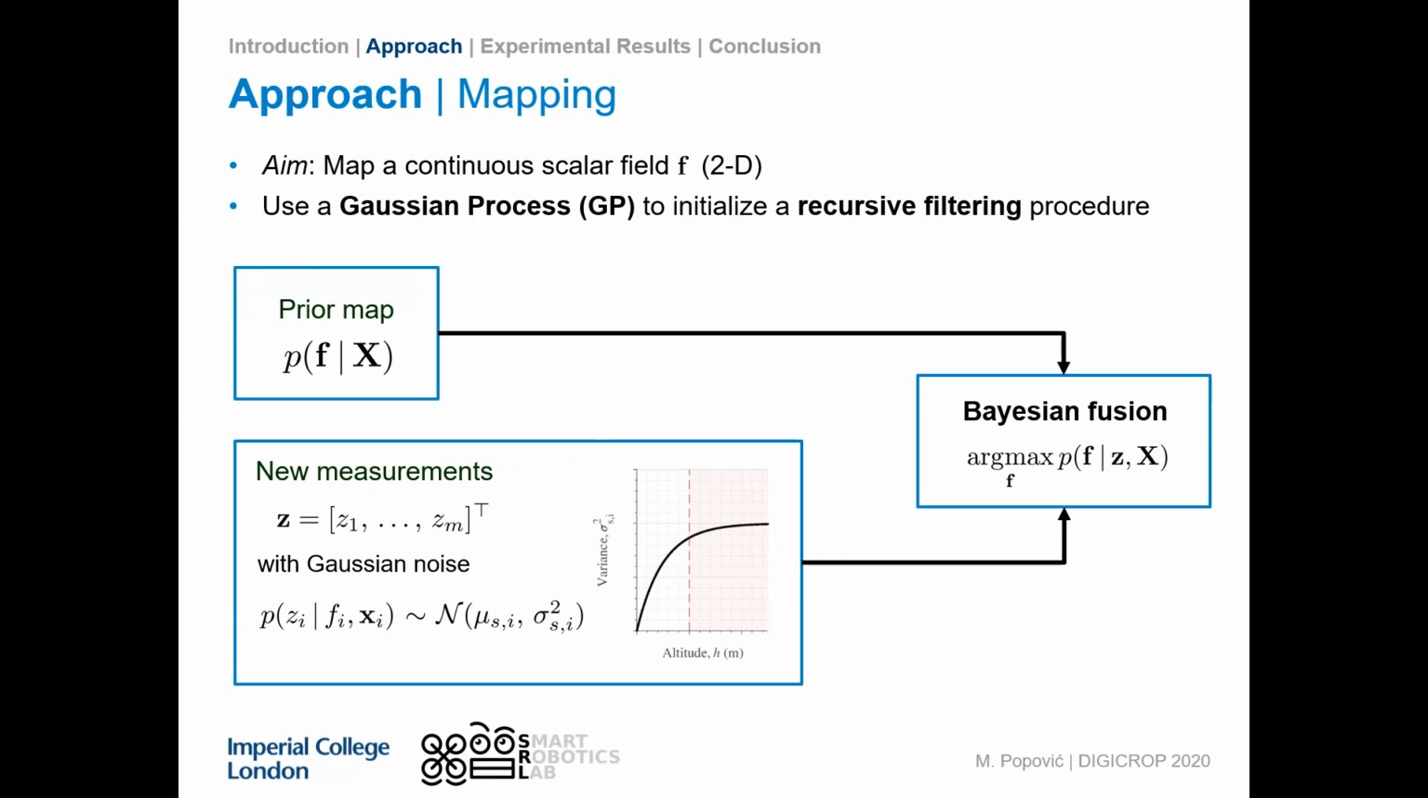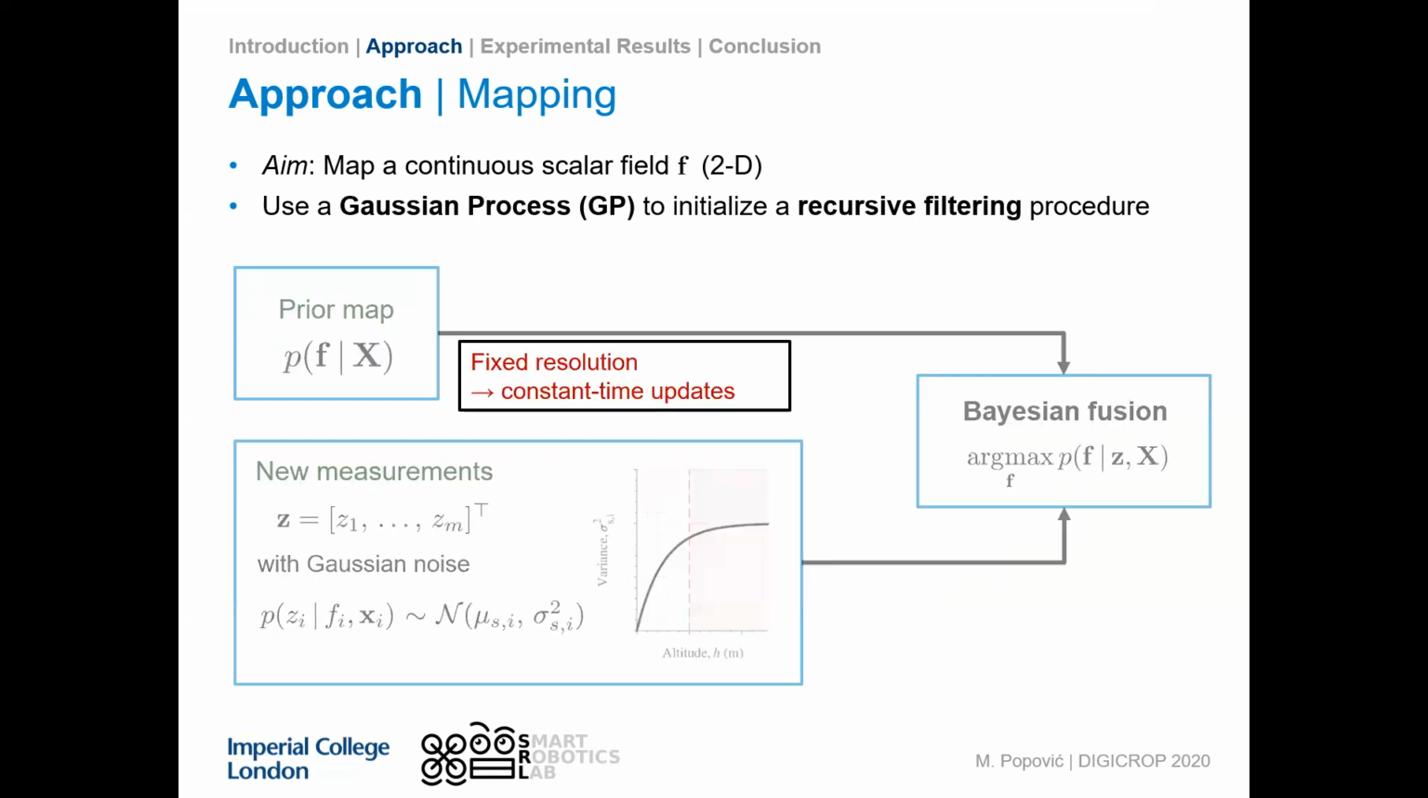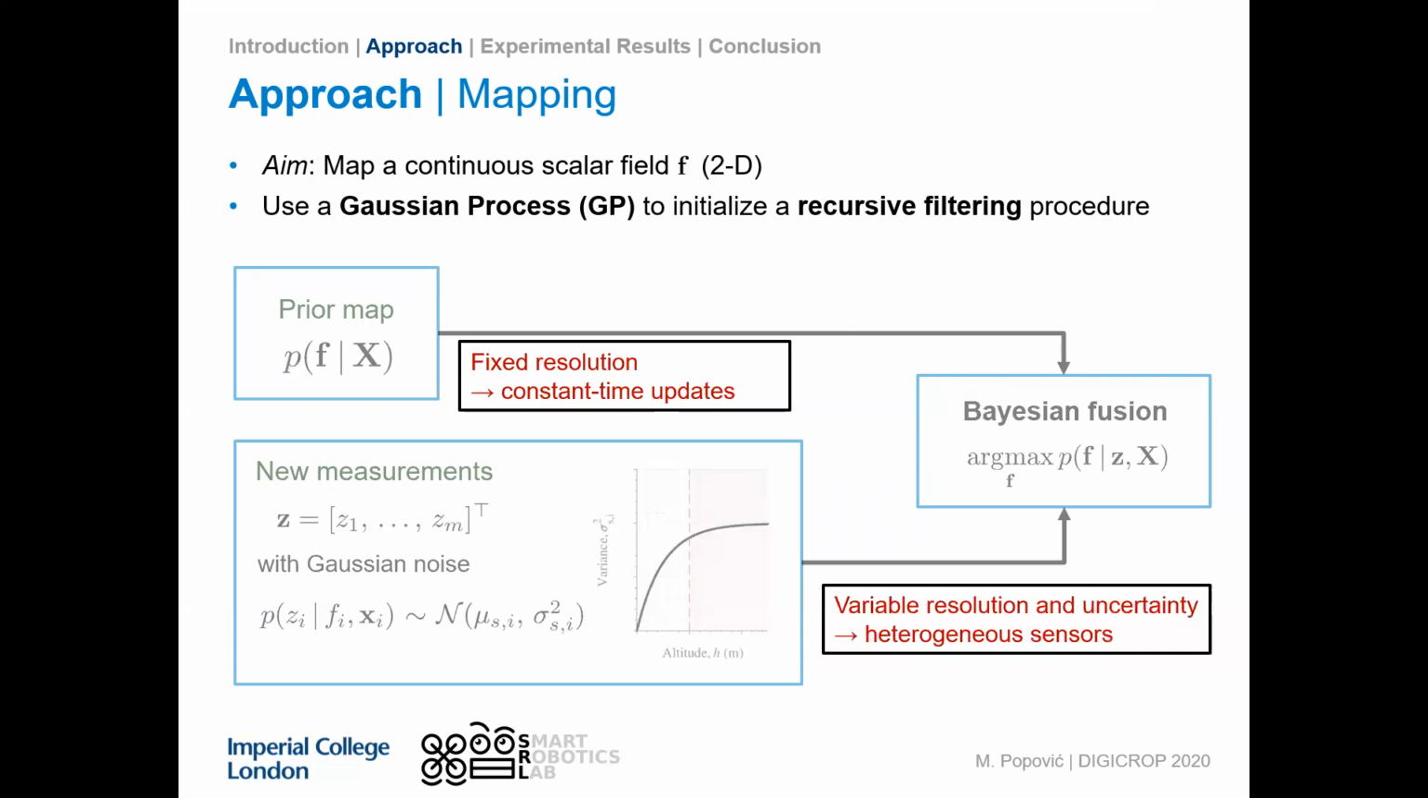This approach has two main benefits. First, since the map is at a fixed resolution, we get fast, constant time updates, which are important for real-time online applications. Second, as we have seen, the strategy can handle data fusion with variable resolutions and uncertainties. This allows us to use heterogeneous sensors for data acquisition as relevant for terrain monitoring applications.